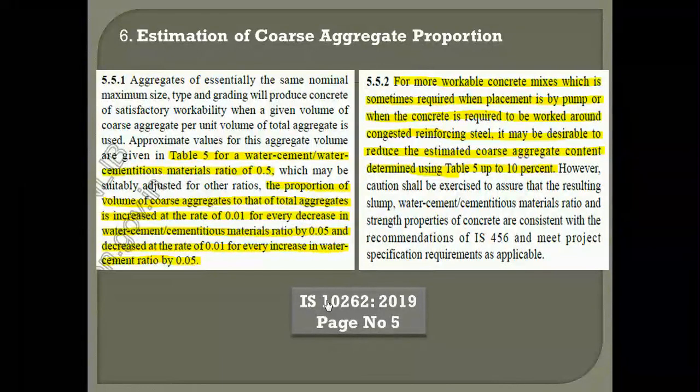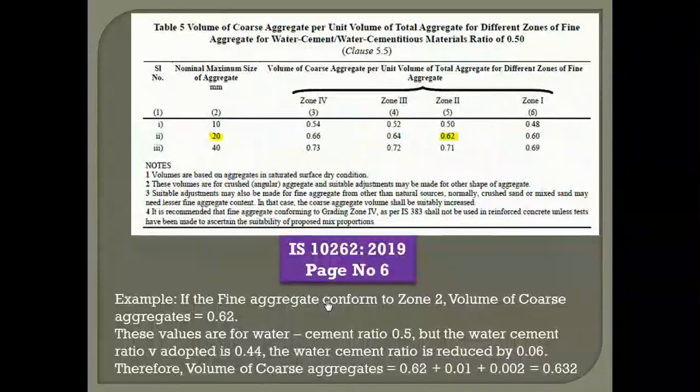The rate is, for every decrease of 0.05 in water cement ratio, we have to increase the volume of coarse aggregate by 0.01. Similarly for an increase, it decreases. I will give an example. You can see for 20 mm maximum size of the aggregate.